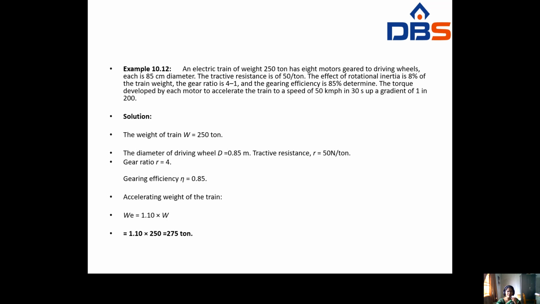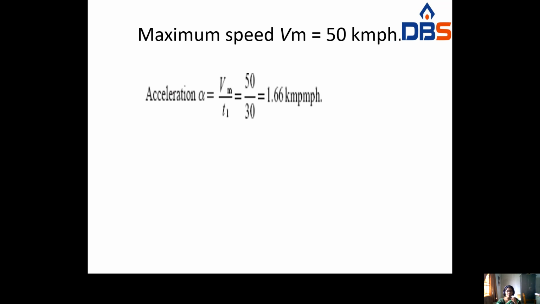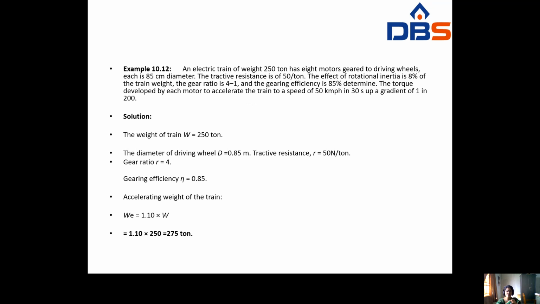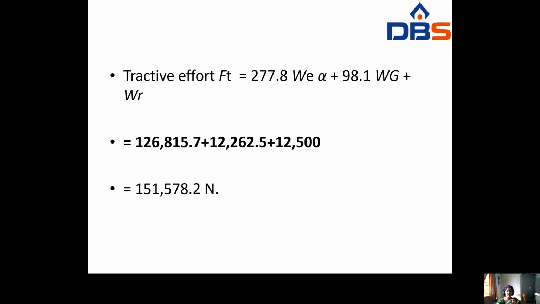Okay, so the alpha value will be, here you can get 1.66 kilometer per hour. So plus 98 point into W 250, G 200. Okay, G value will be 200. So the G value will be given as 1 in 200. So at that time here you have to get 200 plus W 250 into resistance 50 Newton per ton.